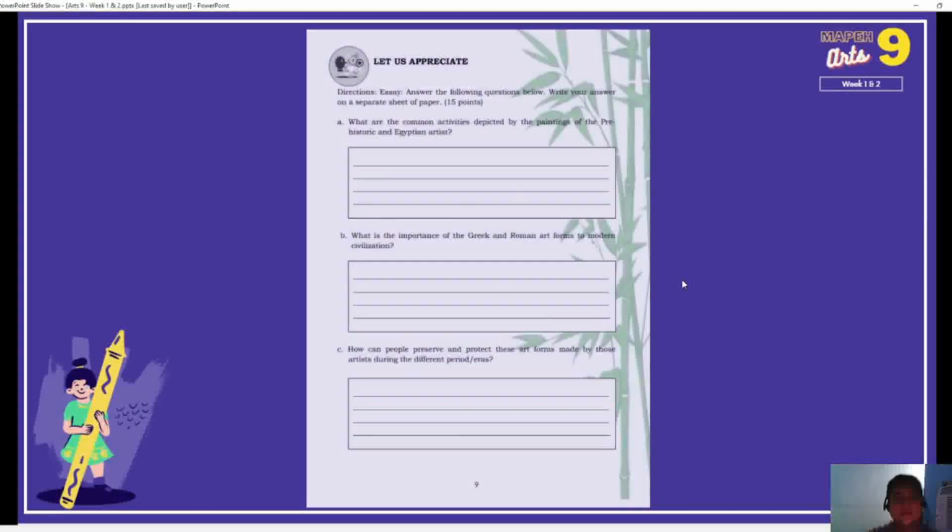Next, let us appreciate on page 9. So for the direction, answer the following question below. Write your answer on a separate sheet of paper for 15 points. So what are the common activities depicted by the paintings of the prehistoric and Egyptian artists? For letter B, what is the importance of Greek and Roman art forms to the modern civilization? And last, how can people preserve and protect these art forms made by those artists during the different periods or eras? Once again, that's for page number 9.